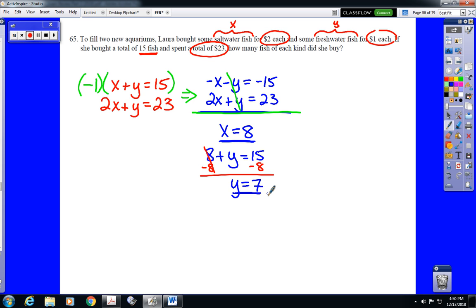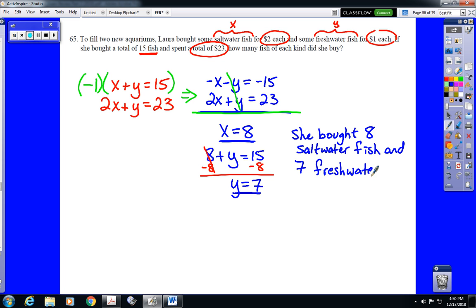So then we just need to answer with words. How many fish of each kind did she buy? Well, she bought x was saltwater fish, so 8 saltwater fish, and y was freshwater fish, so 7 freshwater fish. And that would answer the question.